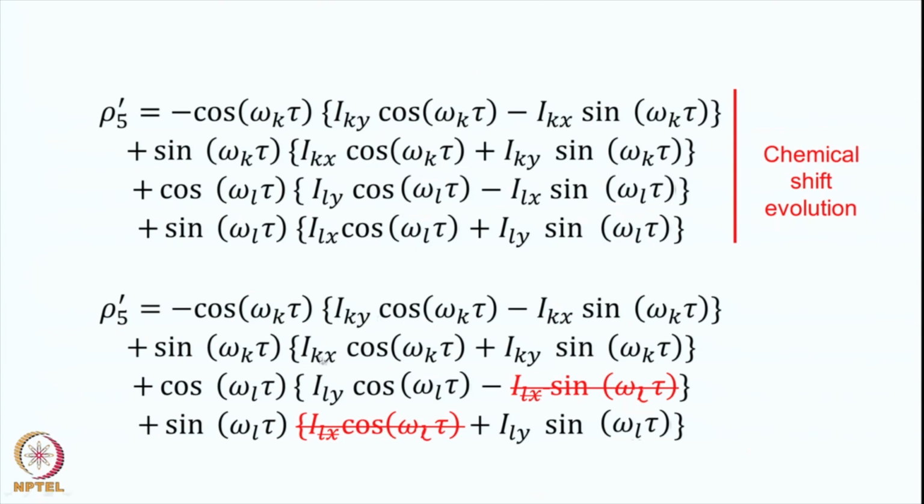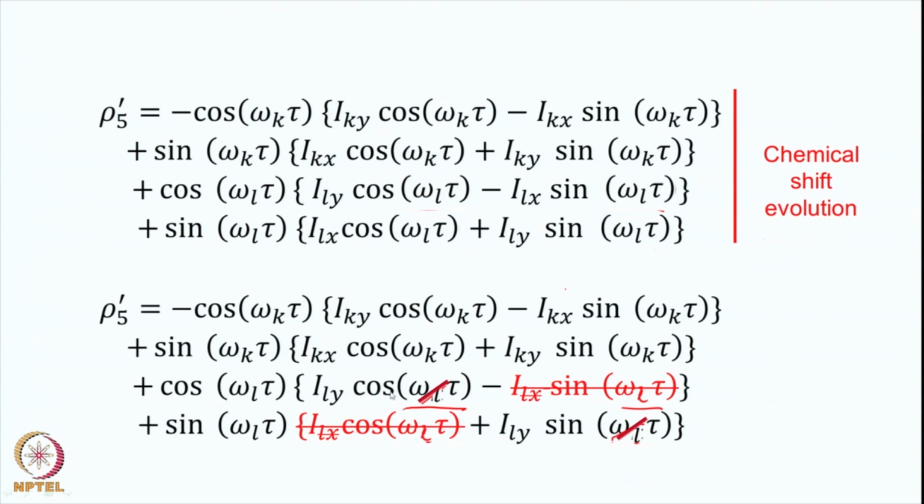So now you see what happens, you look at the terms once more, rho 5 prime, this part we leave as it is, but notice here there is a cancellation. So this term, this is cosine omega L tau sin omega L tau ILX, this is a plus sign here and a minus sign here, and this is sin omega L tau cosine omega L tau, this is the plus sign here, and these two terms will cancel. Because this is the chemical shift evolution of the L spin, therefore the L spin must have the omega L as the evolution.